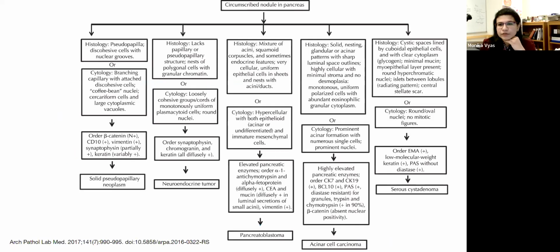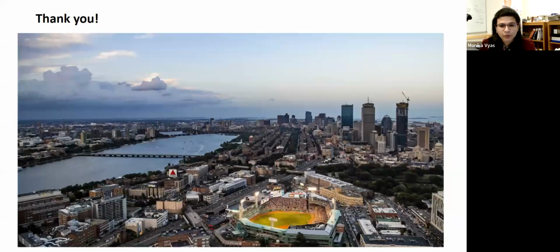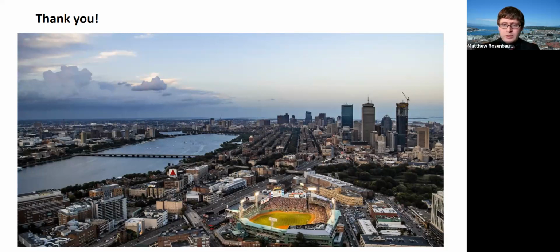So this was just a diagnostic algorithm for diagnosis of solid lesions of the pancreas. And I think we've gone over all of these in detail, so we can skip that. I think that was all we had. So we have a few minutes for questions and are happy to stick around as well. Thank you all for your time and attention. Of course, we're also available by email if you have questions later on that you want to let us know about. Absolutely.